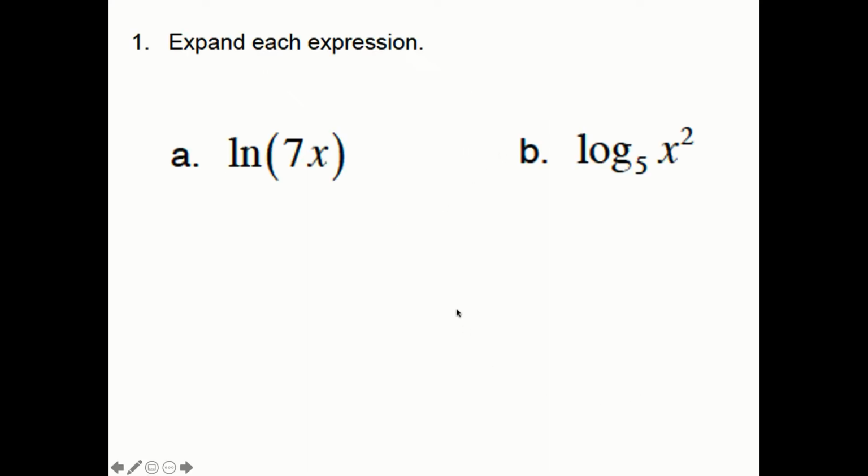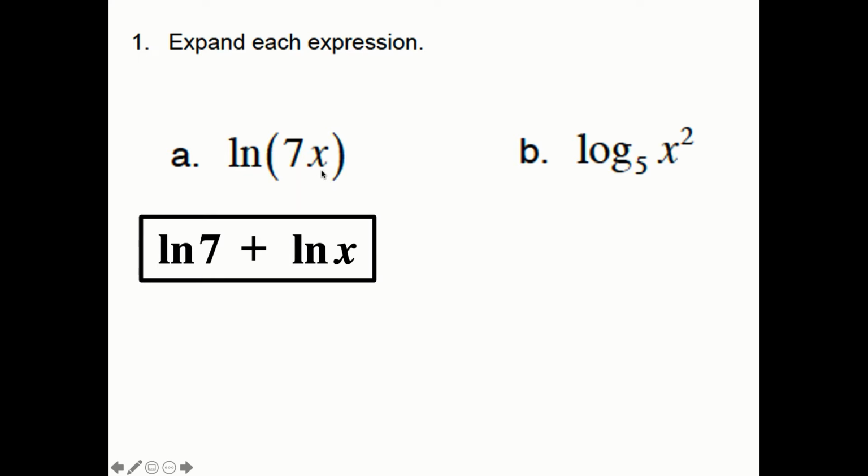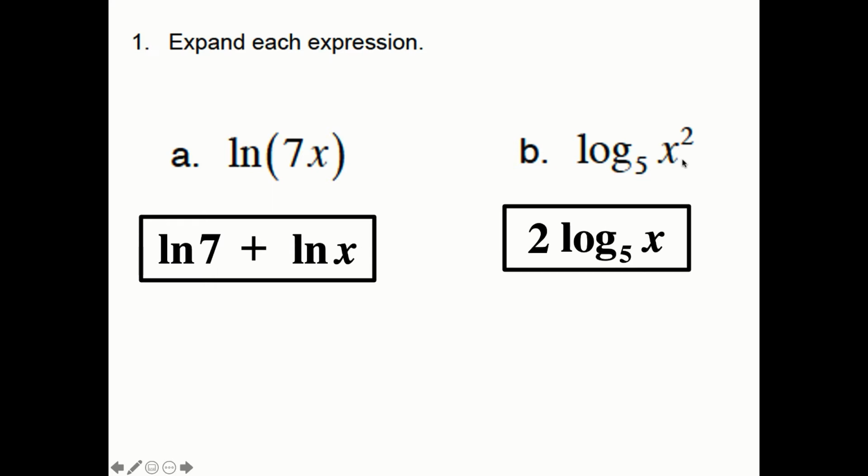All right, so if we're looking at part A, notice these are being multiplied. So to expand it, we're going to have pluses or minuses and no exponents. We would write this as the natural log of 7 plus the natural log of x. For part B, these aren't being multiplied. We have an exponent to deal with. So the exponent goes in front, so the 2's in front. And then you have log base 5 of x.